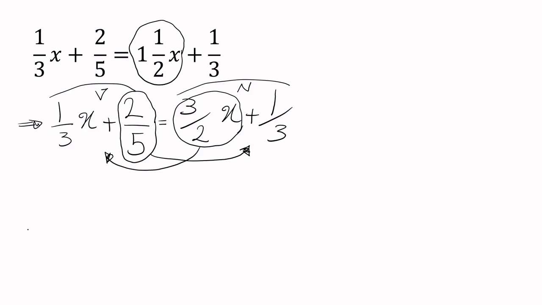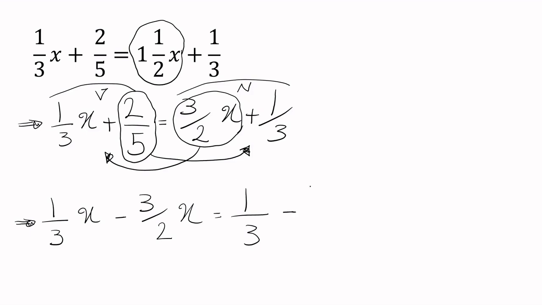So I'm going to have 1 over 3 x. I move it to the first side and I change the sign. It was positive, so it's going to turn to negative. Is equal to 1 over 3. It was positive, so it's going to be negative, minus 2 over 5.